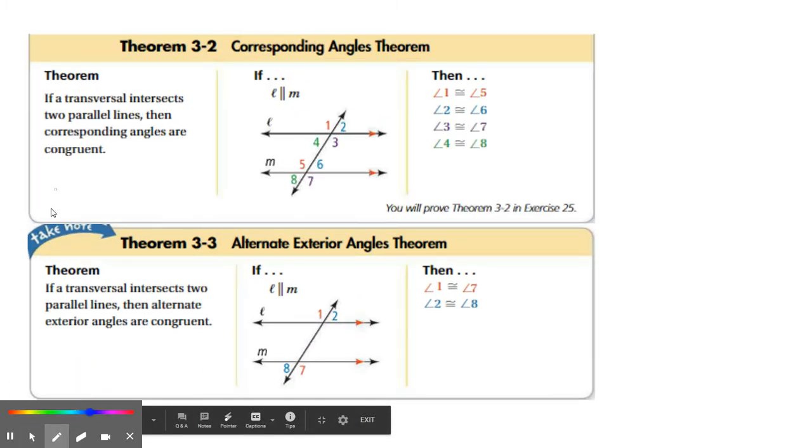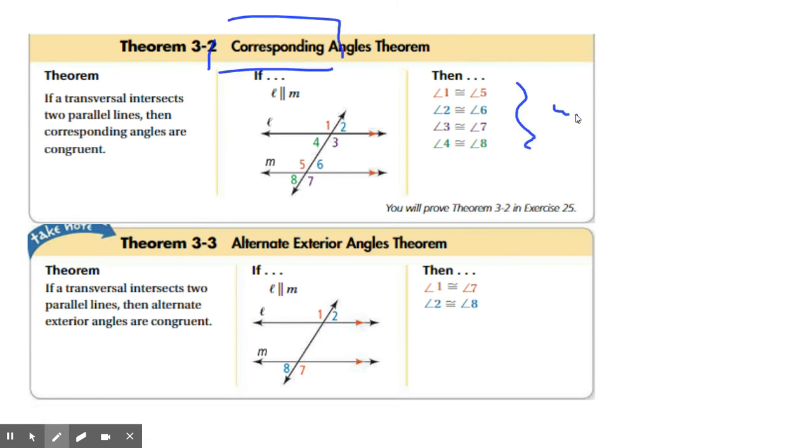Your next type of angle are called corresponding angles. Corresponding are the only pair that have 4 pairs, and they are congruent. And again, you have to think of them in corresponding position. So where your transversal hits L and where it hits M, it creates 4 angles. So angle 1 is in the upper left. So is angle 5. It's in the upper left. So they're going to be congruent. And so on with all the other corresponding angles.